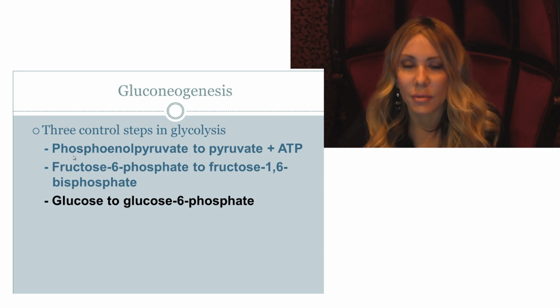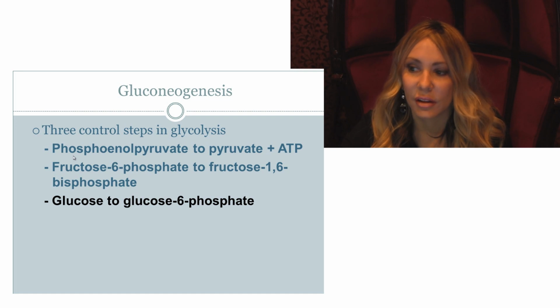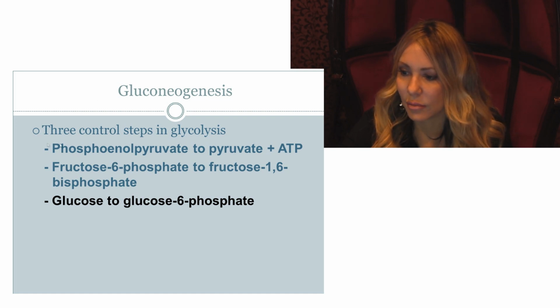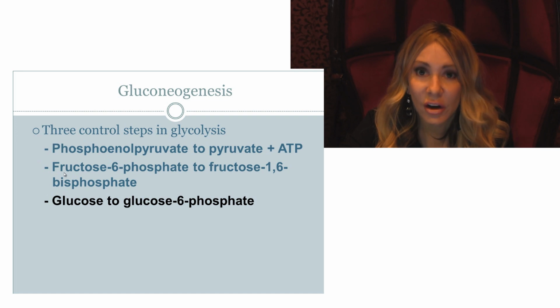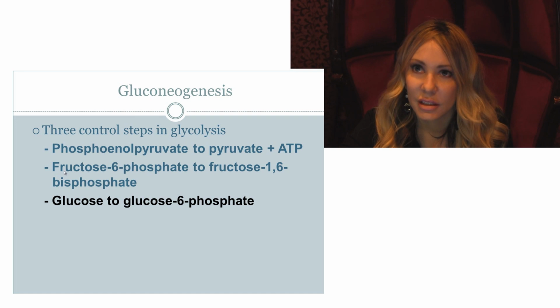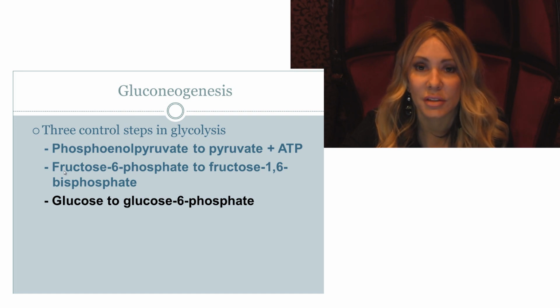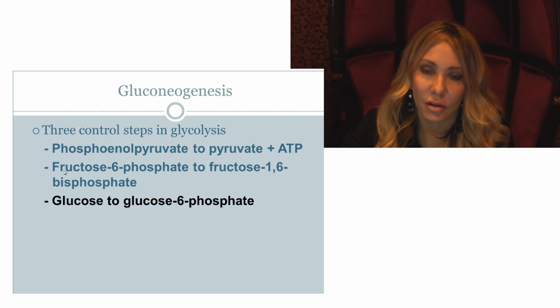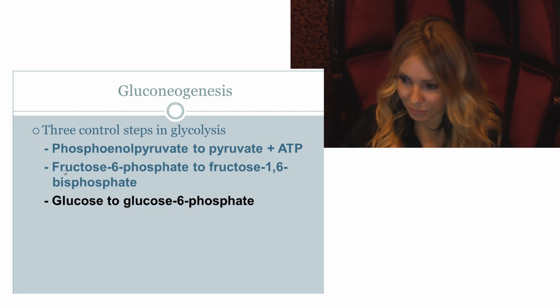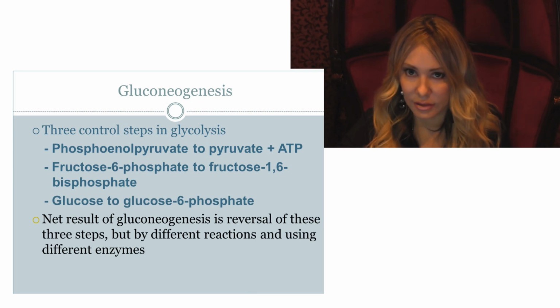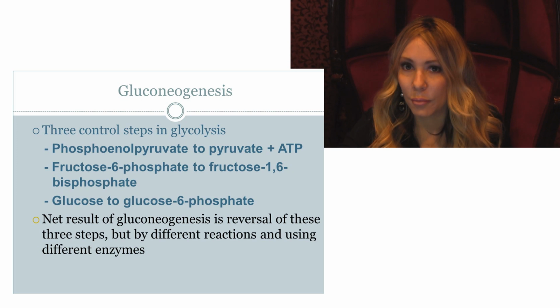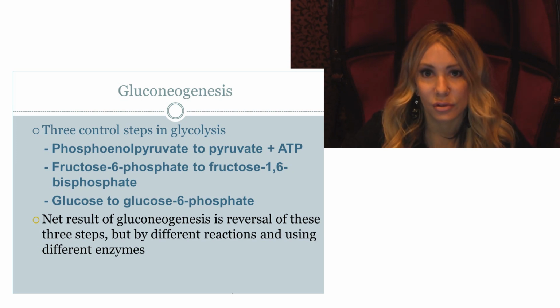In my PowerPoint, I have them backwards. So this is step 10, this is step 3, and this is step 1. These are points of control. Remember, this step, catalyzed by PFK1, was marrying the glucose into glycolysis, meaning that once it has become a fructose 1,6-bisphosphate, it's committed to undergoing the entire metabolic pathway. But the net result of gluconeogenesis is going to be a reversal of glycolysis, and we're going to discuss how it differs.